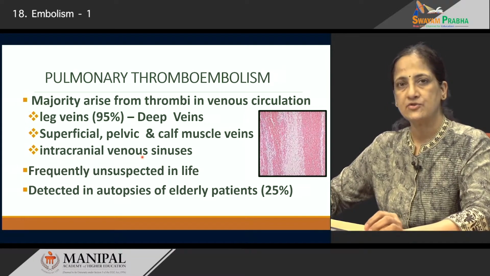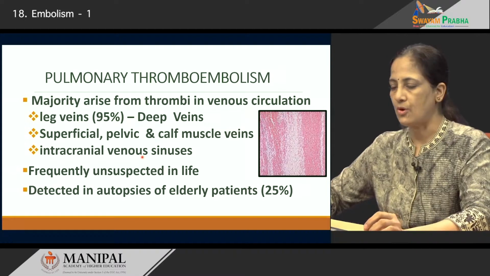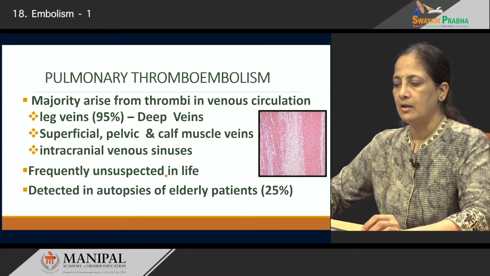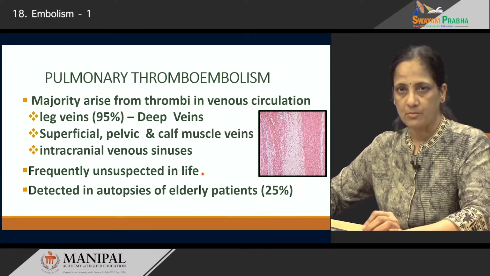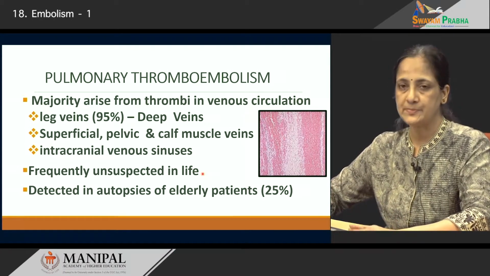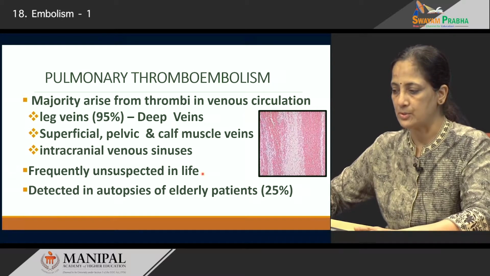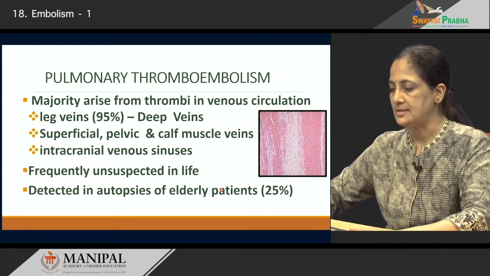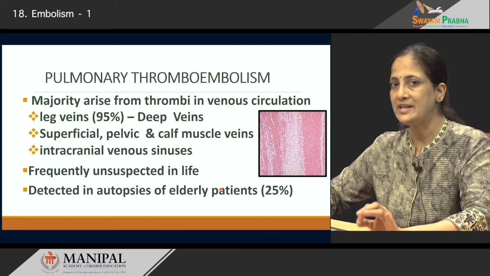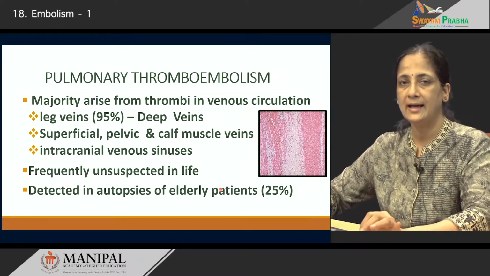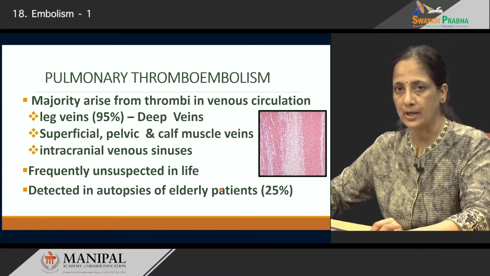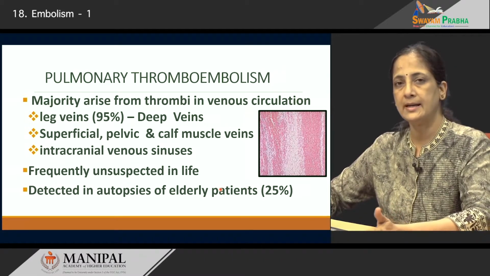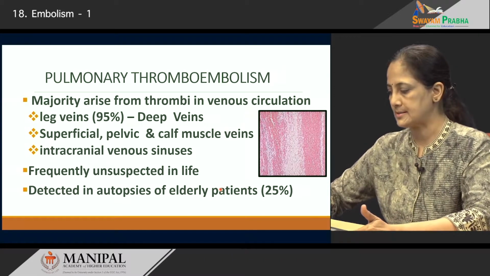Intracranial venous sinus thrombosis also is a source of pulmonary emboli, rarely. Most of these thromboemboli are not suspected during the life of an individual. In fact, autopsy series on elderly patients have shown that about 25% of them have had silent pulmonary emboli, which was never detected during their life, and they probably died of unrelated causes.